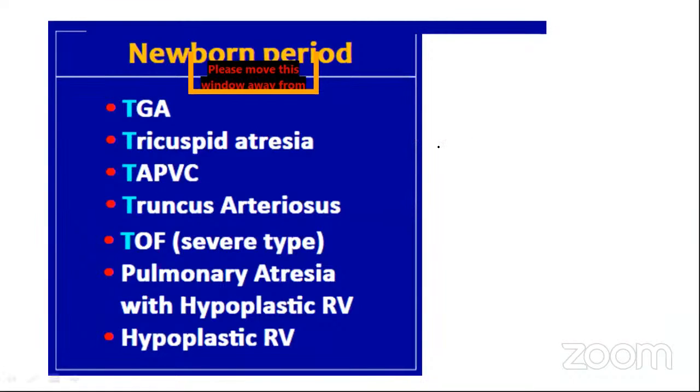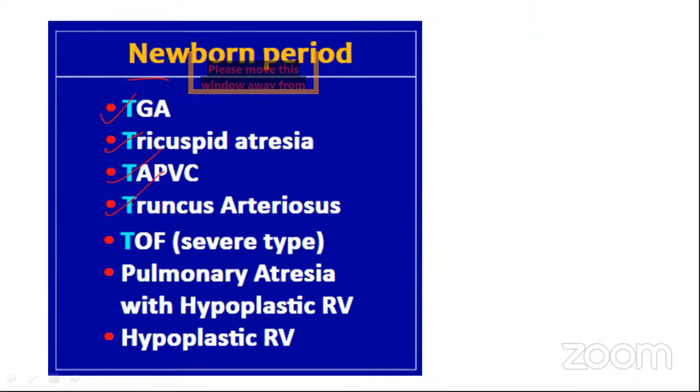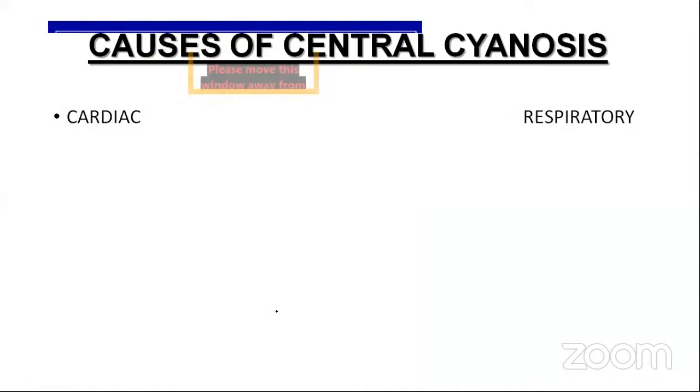Okay. So the next thing is what I was telling you about. In the newborn period, there are 5 T's: TGA, tricuspid atresia, truncus arteriosus, TOF if it is severe TOF, or a TAPVC. So these are the causes for a right to left shunt. I have told you about the causes for central and peripheral cyanosis. In central cyanosis, we can divide it into cardiac causes and respiratory causes. A cardiac cause would be an intracardiac or extracardiac shunt. A respiratory membrane defect will cause a respiratory cause.